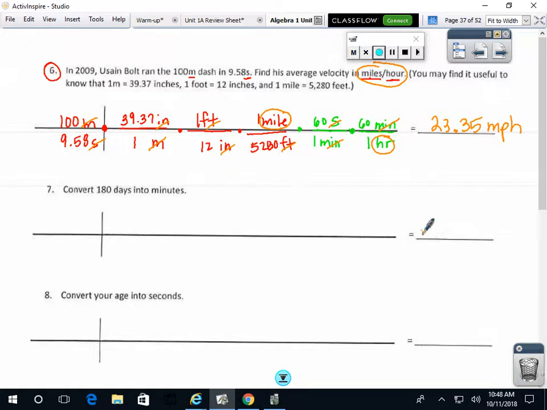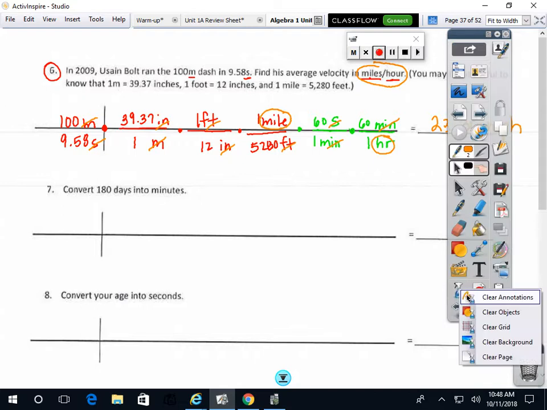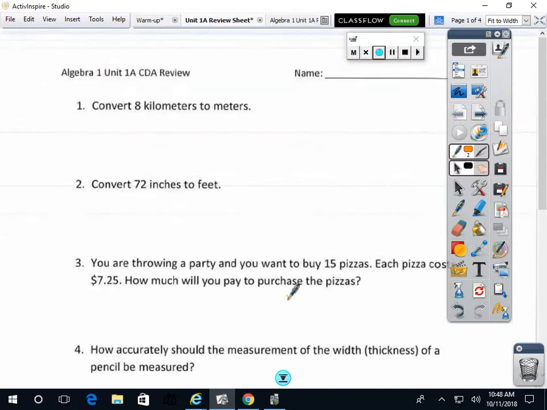Okay, now we need to get out the review sheet and start going over it. Okay, so get out the review sheet. It looks like this.